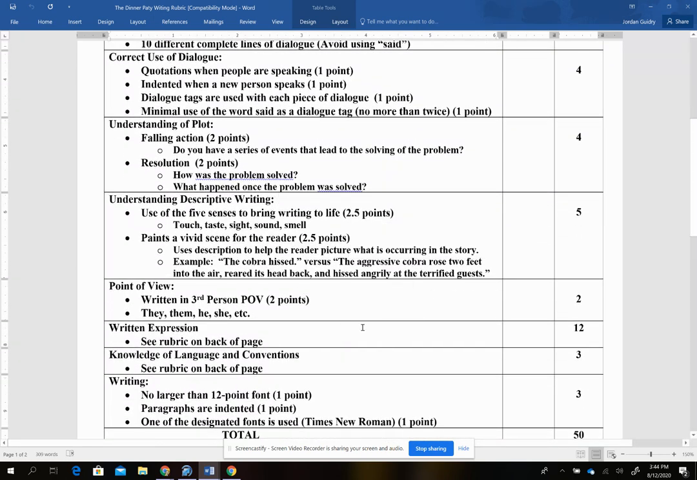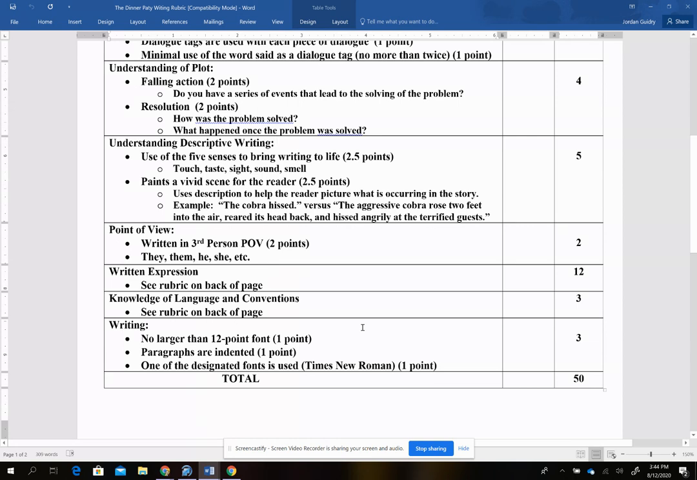Point of view. So for your point of view, it's written in a third person point of view. And so your story, therefore, is going to continue in a third person point of view. You are writing it as a narrator retelling the story. You're going to use words like they, them, he, she, it. So all of that's worth 2 points.